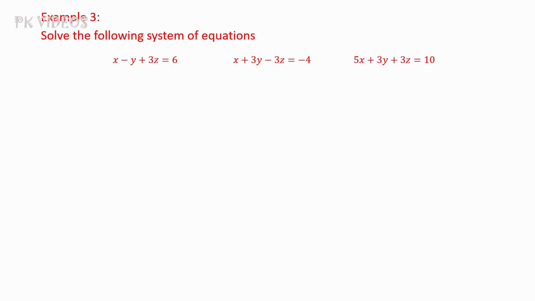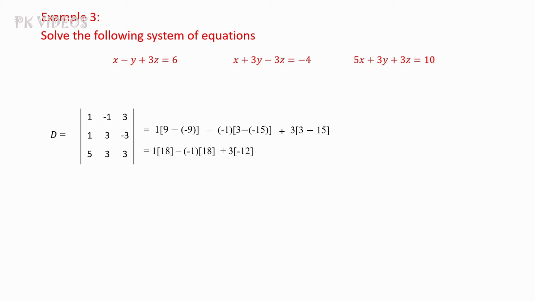Let us see example 3. Solve the following system of equations. Here we have again 3 equations with 3 variables. To find the determinant, again we take the coefficients of x, y, z. Here we have 1 times 9 minus negative 9, minus negative 1 times 3 minus negative 15, plus 3 times 3 minus 15. So when you solve it further, we see that the determinant of this matrix is 0.